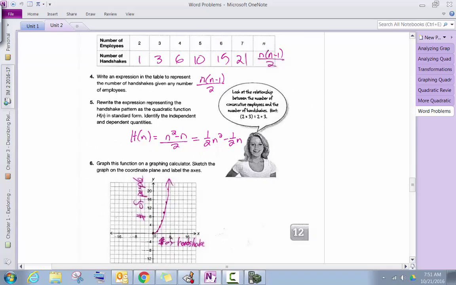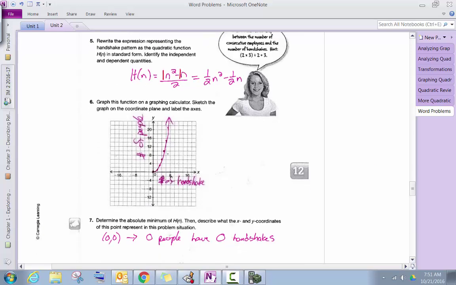Now, we can distribute the n, and then we can split this up. Remember, that's like saying 1 in front of both of those, so we'll just split it up into 1 over 2 n squared minus 1 over 2 n. We graph just those points that we already had, so x is the number of handshakes, and y is the number of people. Actually, I have that backwards. X is the number of people, and our y is the number of handshakes.